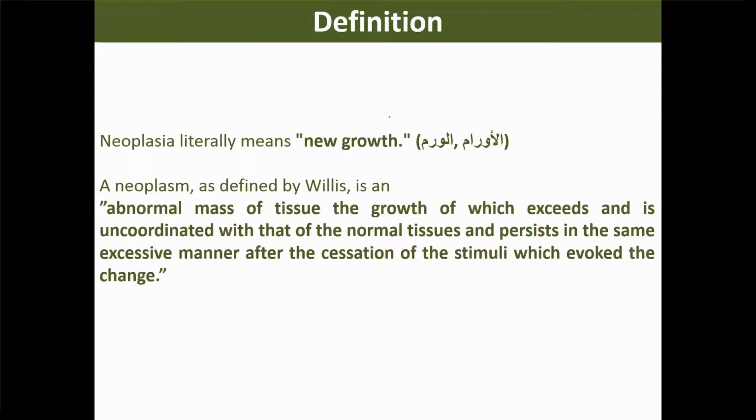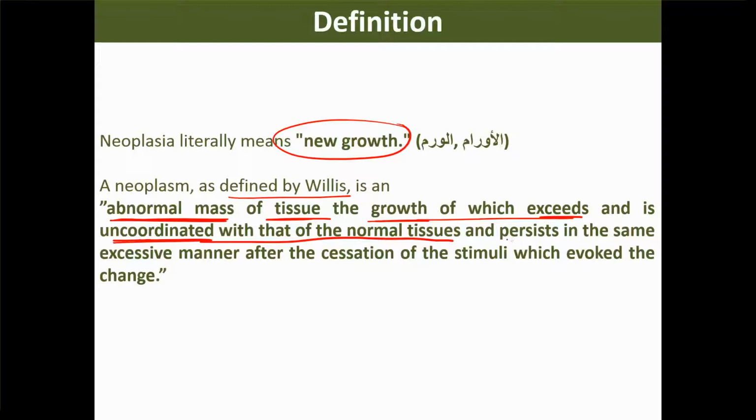Neoplasia literally means new growth, and it was first defined by a person called Willis, a British oncologist. The definition is that neoplasia is an abnormal mass of tissue, and the growth exceeds and is uncoordinated. It is not matched with the normal tissue and persists in the same excessive manner after the cessation of the stimuli, which means that even after the stimulus is stopped, the growth will continue. So this is the definition of neoplasia.